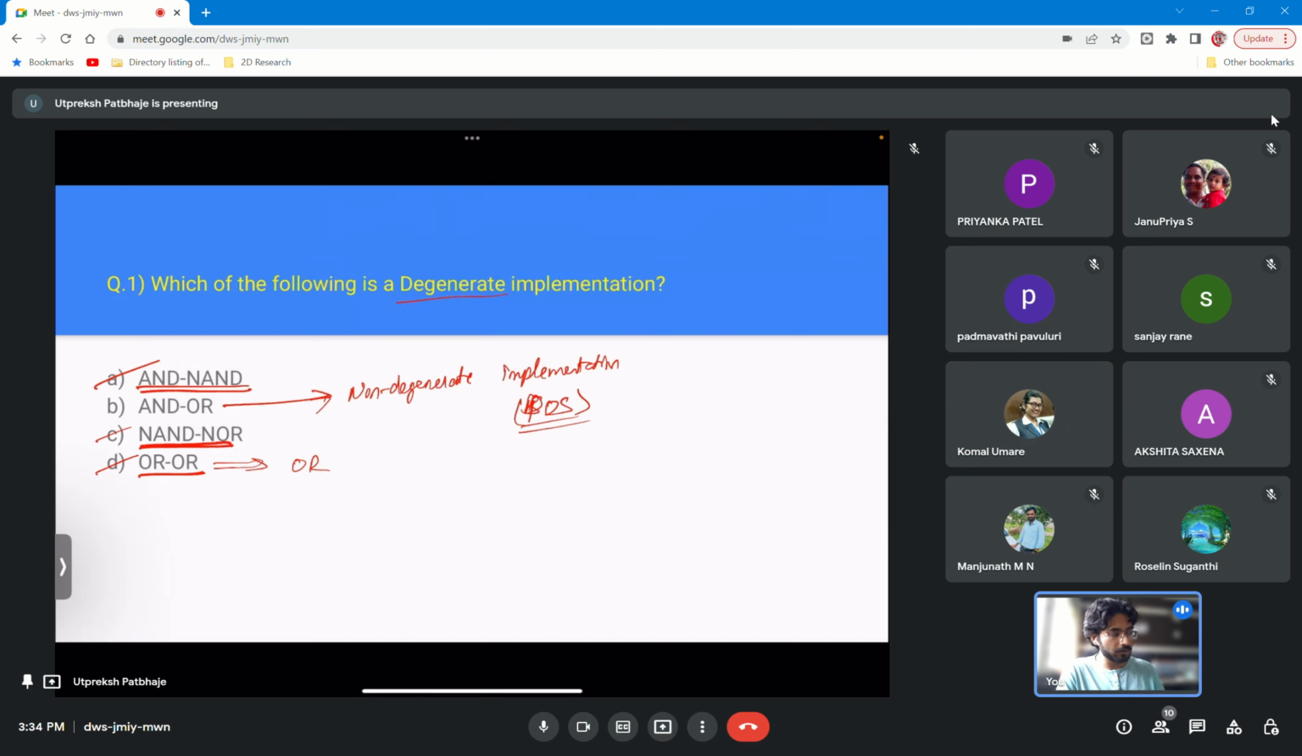So in the question, I had asked which of the following is a degenerate implementation, right? So only option B is a non-degenerate implementation, whereas the other three, A, C, D, are actually degenerate implementations. So there were multiple answers to this question. That's why you have to check every option and not just jump on the first one that you see. Okay.